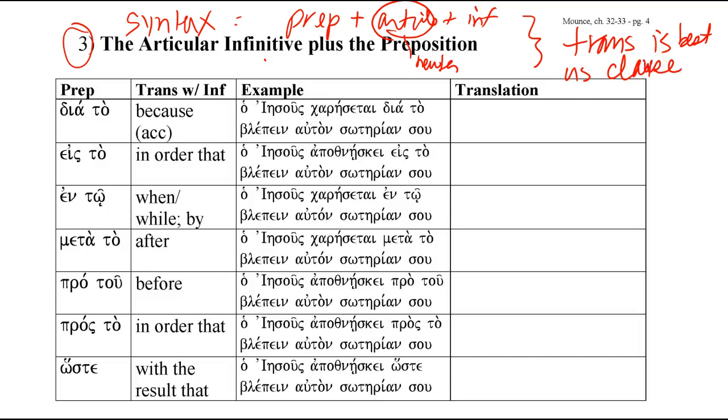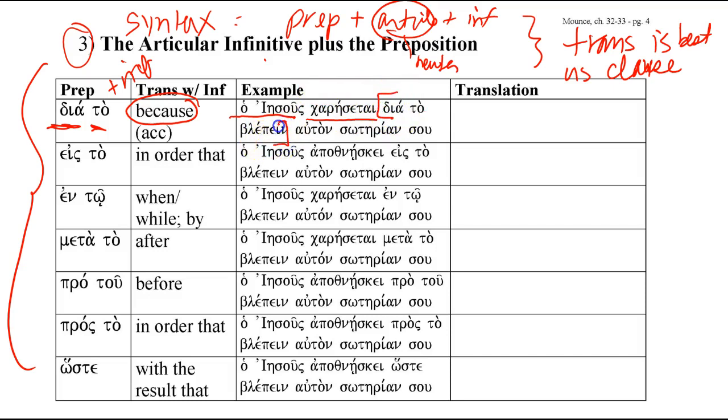And I'll go over some examples right now, and you'll quickly understand how this works. On the left here are the prepositions that are listed out that can be combined with the infinitive. And so what happens when we have dia plus to plus an infinitive? How do you translate this? Together, you're going to translate it as because. So let's look at this example. Ho Iesous hilasetai, will forgive. So Jesus will forgive. And then you have this dia to blepein. And we know that dia to plus infinitive means because.